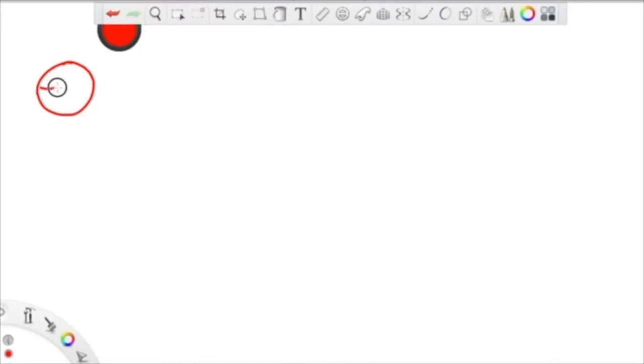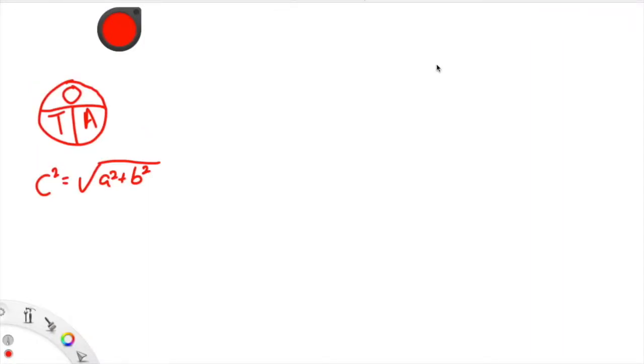Ooh, damn, that's pretty good. Tangent, opposite, adjacent. C squared equals the square root of a squared plus b squared. Alright, so let's do a couple offset problems.